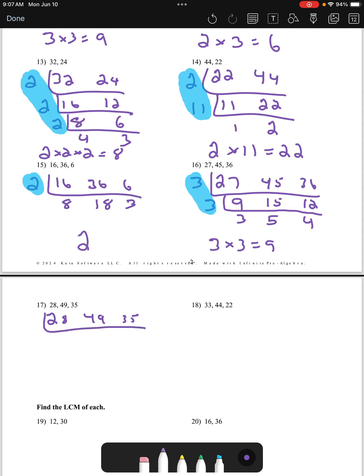I invite you to pause and give 17 and 18 a shot. They will not divide by 2, they won't divide by 3, they won't divide by 5. They will all divide by 7. It gives me 4, 7, and 5. Because I was dividing by 7 and I know 4 and 5 are smaller, I'm done. GCF is just 7.